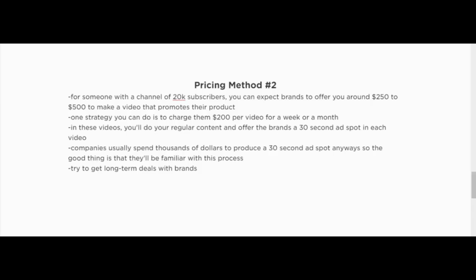Another great thing about this strategy is that you can try to get long-term deals with brands. So instead of just going for a week or a month, you could sign a 5-month deal with a brand and have revenue coming in for the next few months. And that'll go a long way in terms of paying your bills, and just knowing that you have revenue coming in will help you a lot.